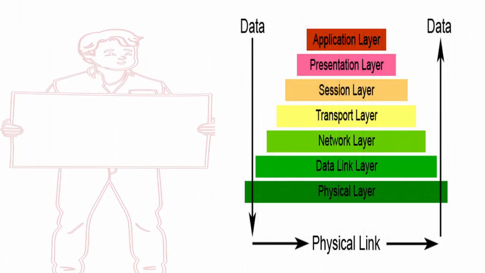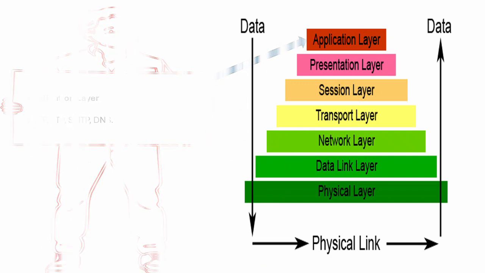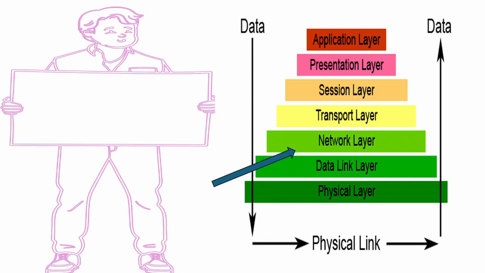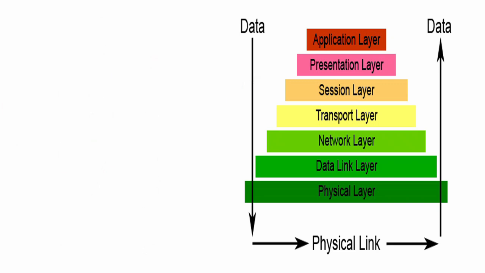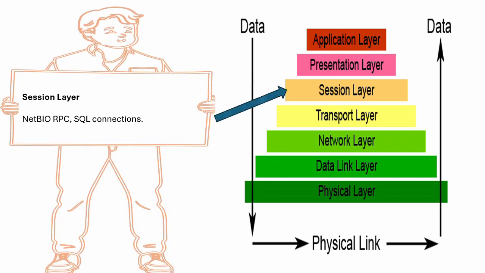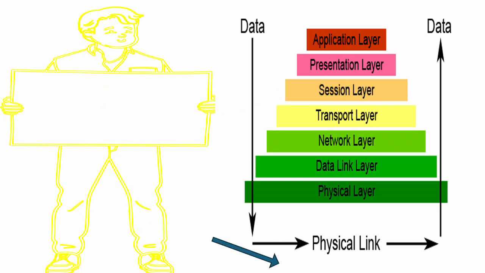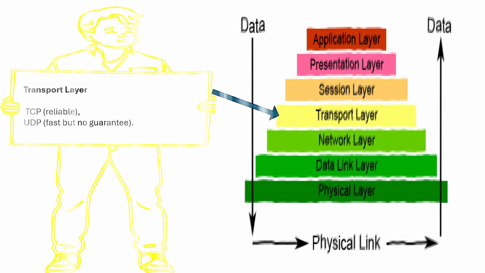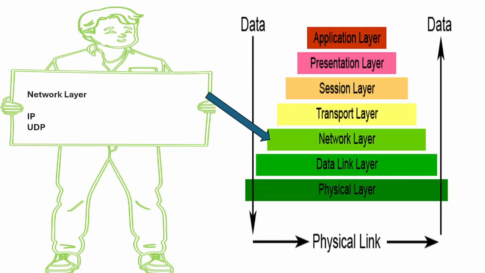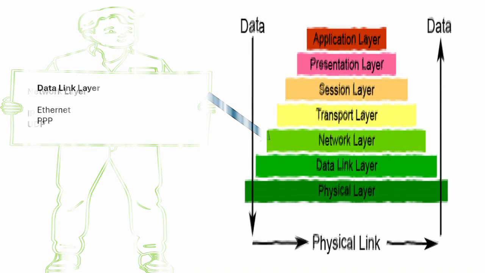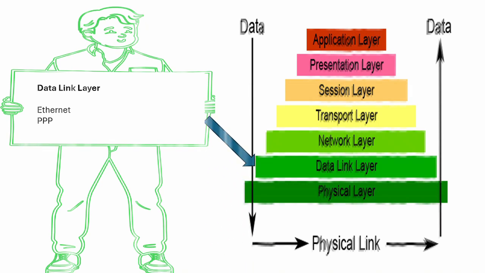Table showing OSI model layers, layer number, layer name, function, examples. Application: interface for user applications, HTTP, FTP, SMTP. Presentation: data translation, encryption, SSL, TLS. Session: manages connections between apps, NetBIOS, RPC. Transport: end-to-end connections, reliability, TCP, UDP. Network: logical addressing and routing, IP, ICMP. Data link: physical addressing, error detection, Ethernet, PPP. Physical: raw bit transmission over physical medium, cable, fiber optics.